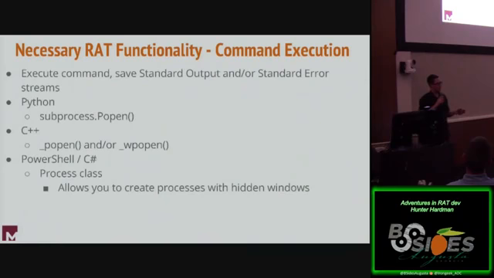As far as command execution, how you can do that: essentially what we want to do is execute a command and save the standard output and/or standard error streams. In Python, you can do this a couple of ways. You can use the subprocess Popen function. C++ has the same popen, and then the wide popen function. And then PowerShell and C#, you can use the Process class, which allows you to create processes with hidden windows and whatnot. So really nice functionality.